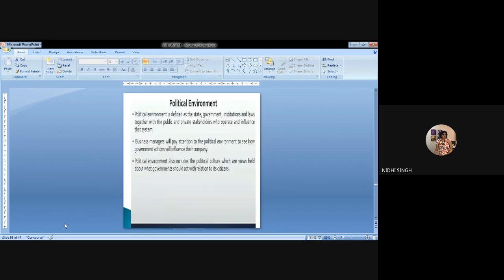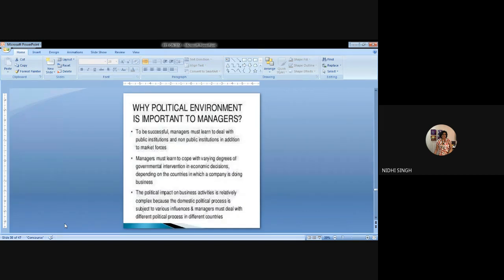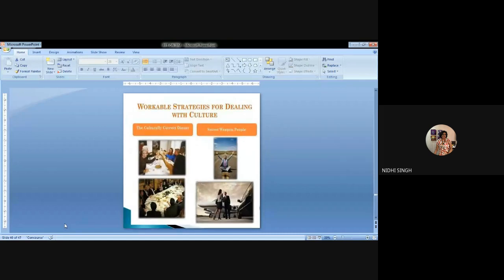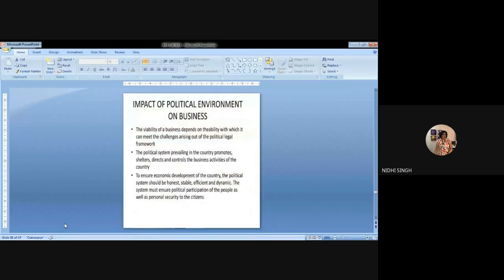Political environment, as understood: different governments, different rules and regulations, different policies in the countries. So that is the impact of the political business environment on business. The validity of a business depends on the ability with which it can meet the challenges arising out of the political environment. The more friendly the relations between countries, the better the international business will be. Okay, a healthy relation will grow the business.